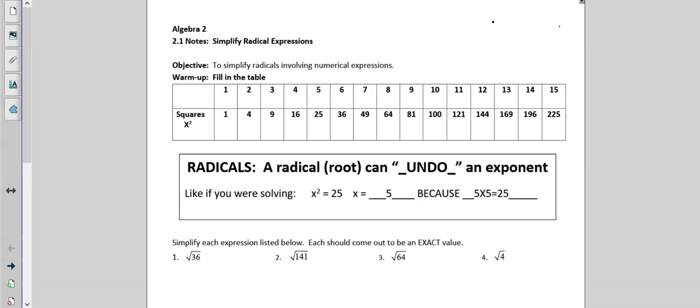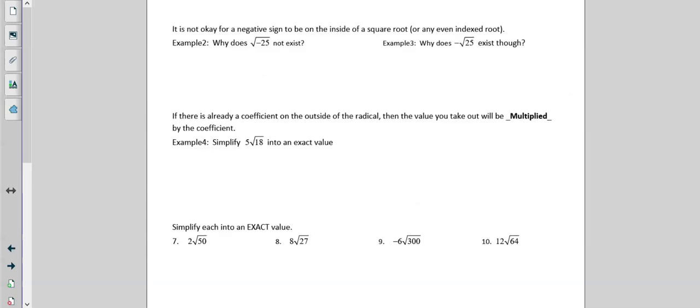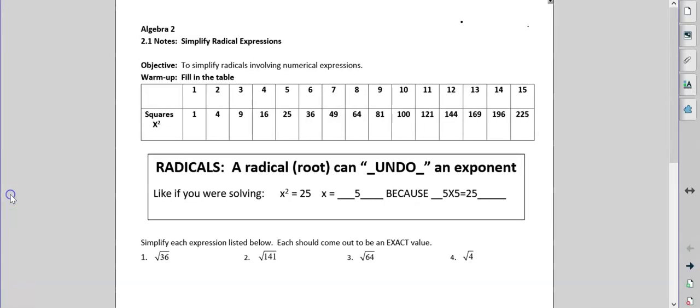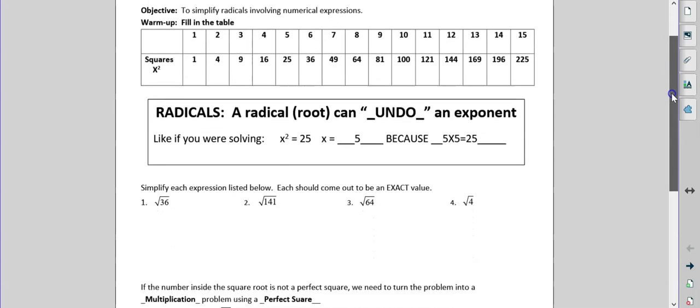All right, second unit, 2.1 notes on simplifying radical expressions. Whoops, not what I meant to do, sorry. So at the top, we have a table that's already filled in for you. These are the perfect square numbers, okay? Now, these are from 1 to 15 squared, so the number times itself. These are on your desk. A more elaborate version is on your desk, but this is so you can refer to it in your notes.